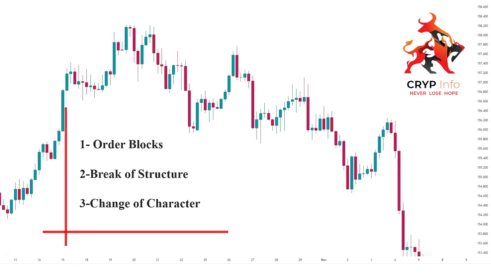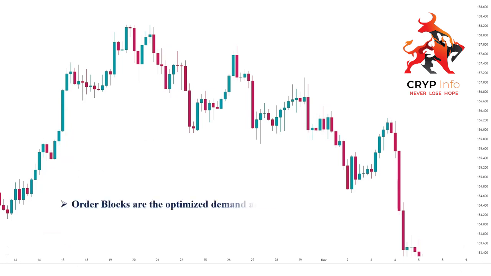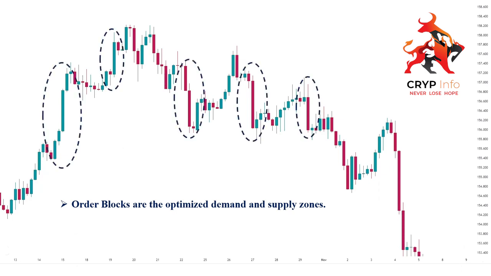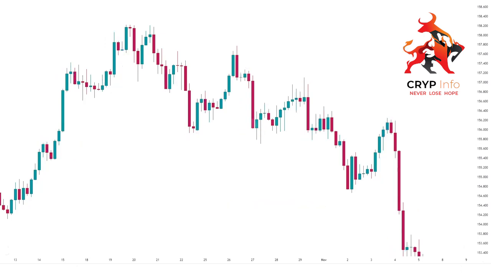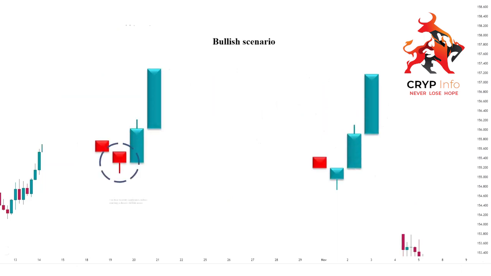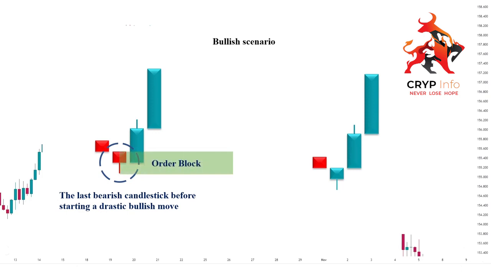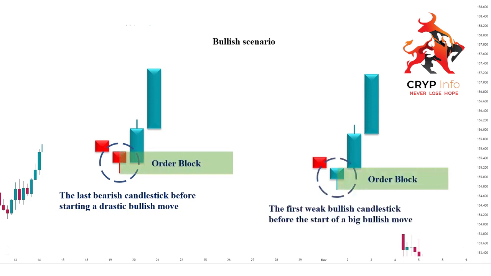Let's start with the order blocks. Order blocks are the optimized demand and supply zones. They form when a large amount of money enters the market, resulting in a massive move. In other words, when there is an imbalance between the buyers and the sellers. Let me show you how we identify the order blocks. In the bullish scenario, the last bearish candlestick before the start of a heavy bullish move is identified as the order block zone, or the first weak bullish candlestick before the big move. The same concept applies to the bearish scenario.